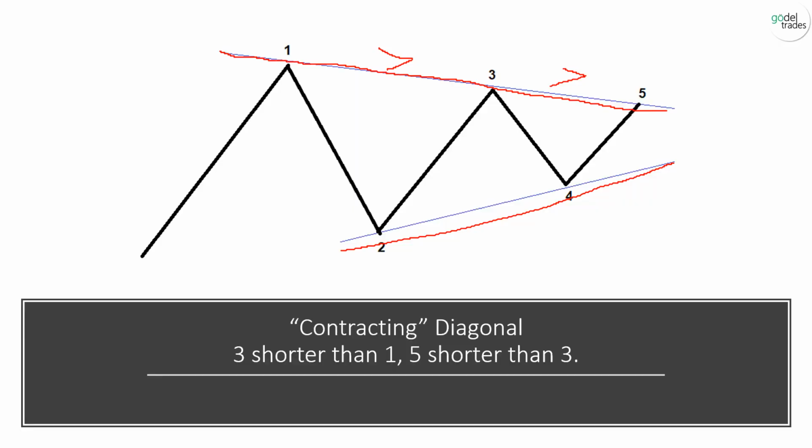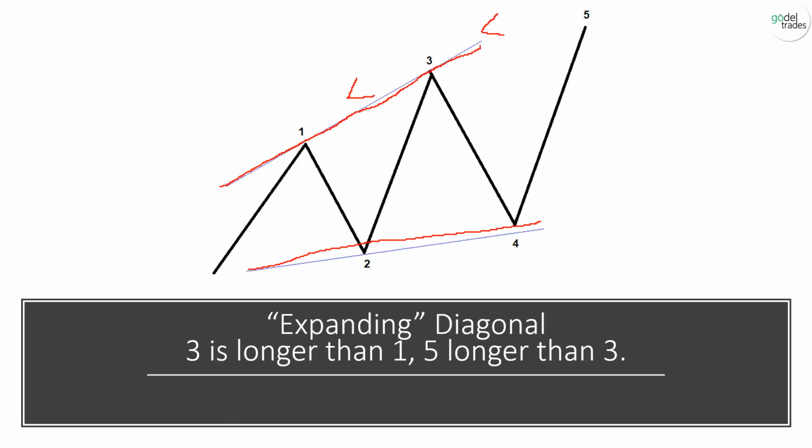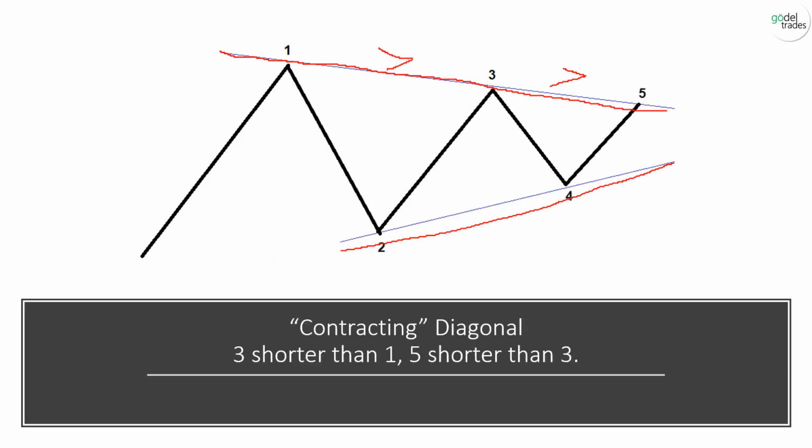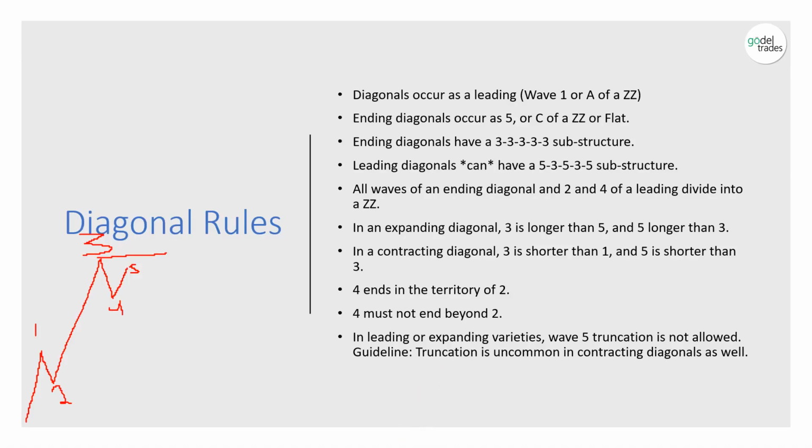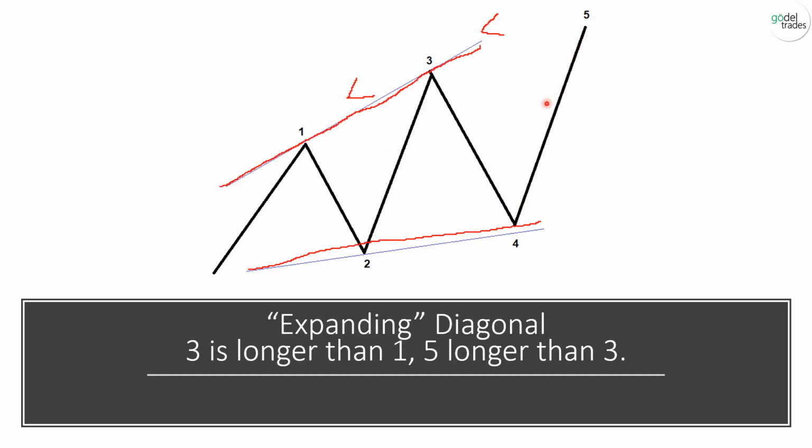That is not allowed. So for instance, if this 5th wave here only got here and it didn't get back up towards this trend in this expanding diagonal, this would not be an appropriate diagonal pattern. Okay, so you can't have truncation. So in the expanding, if 5 were to end, let's say here, that would not be a valid expanding diagonal.